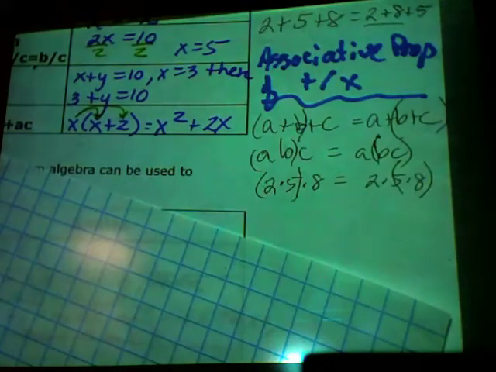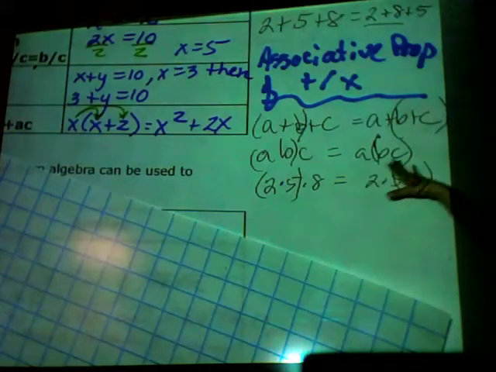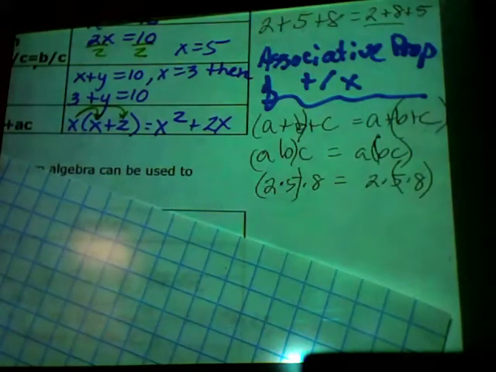Multiplication, same thing occurs. I've got A and B grouped here, B and C grouped here, but they're still in the same order of A, B, and C. And then I put it with numbers. The order of the numbers has not changed, but the grouping has changed.